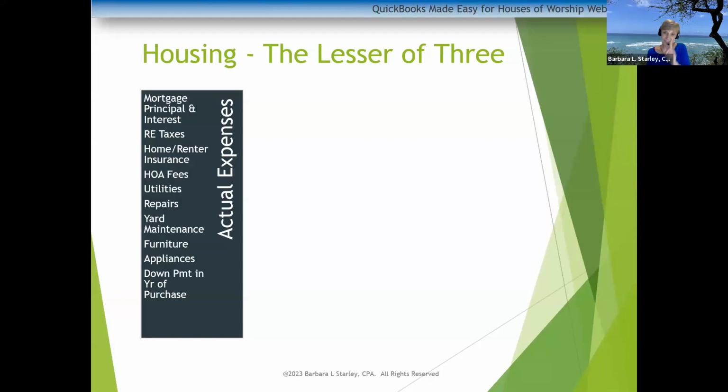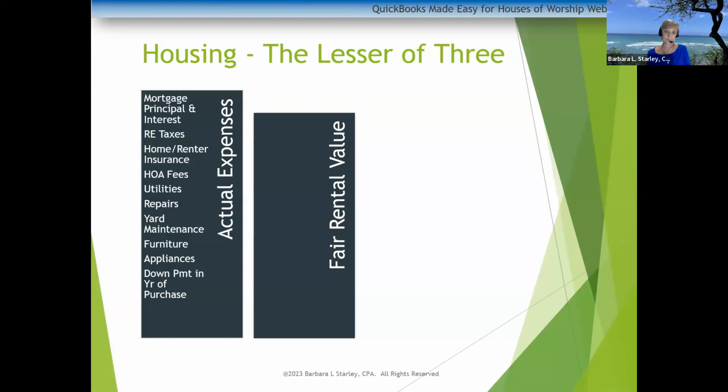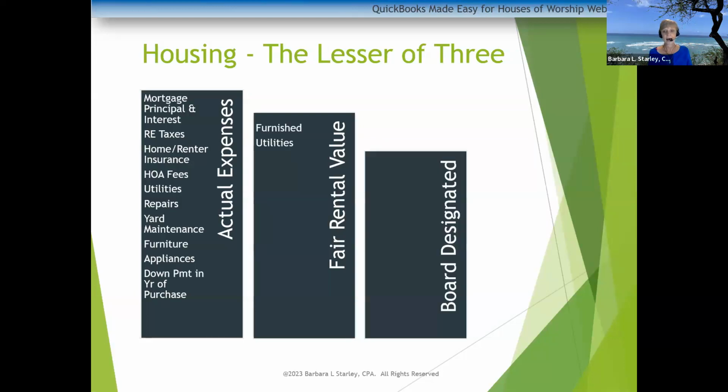But if it's the lesser of three that can only be approved by the board, then we have to look at what the three are. Well, the second pillar is your fair rental value, and that would be a furnished rental plus utilities. If you're in an apartment, you probably won't have things like yard maintenance, because that's all going to be covered by your landlord. And then board designated is the third pillar, and this is usually a dollar amount or a percentage of income.